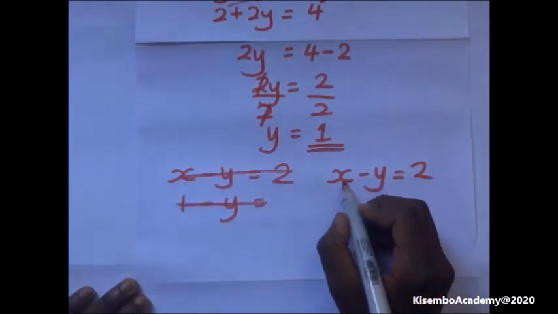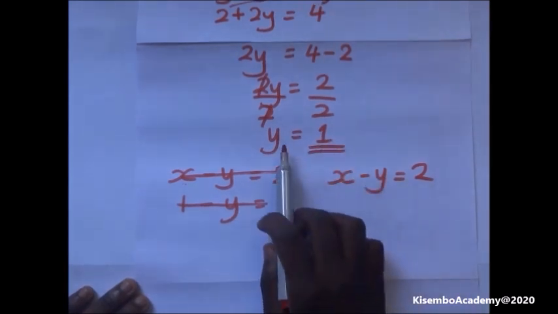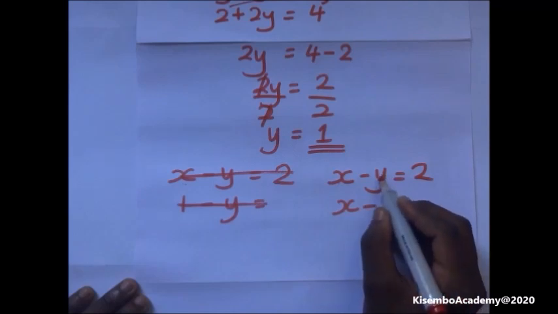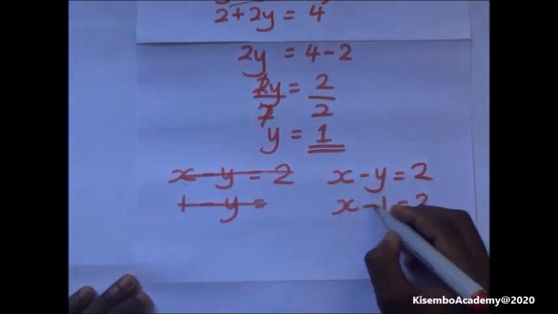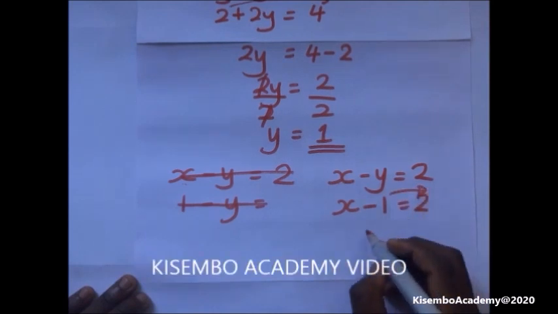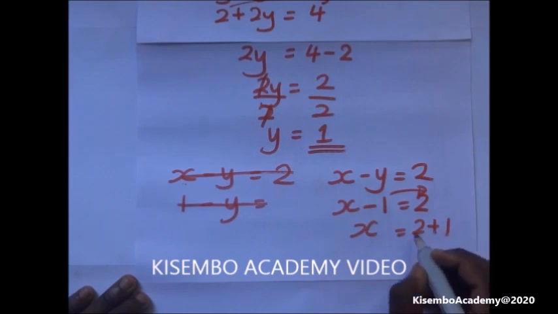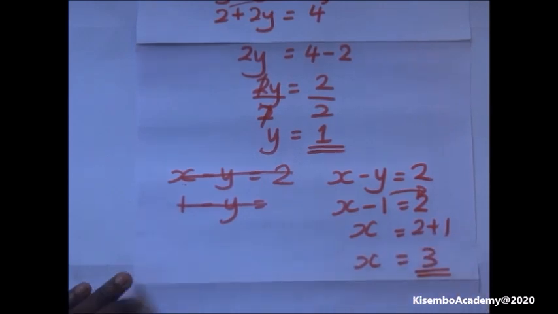So it means that substituting for the value of 1 here, we're going to get the value of x. It's going to become x minus 1, our value of y is 1, is equal to 2. And so when this negative 1 crosses and comes this side, we get x is equal to 2 plus 1, and we get our value of x as 3. So our answer is that our value of y is 1 and our value of x is 3.